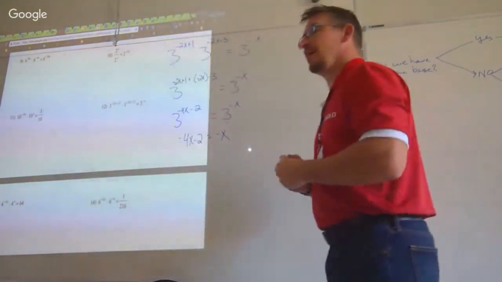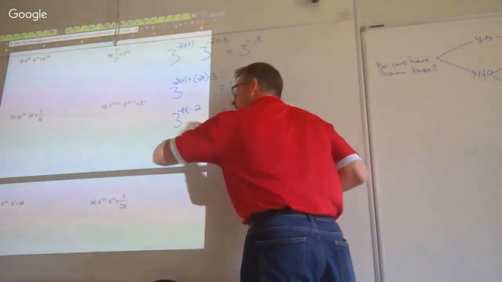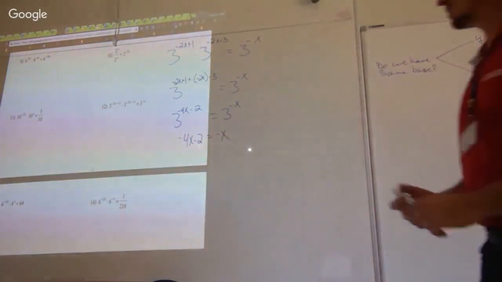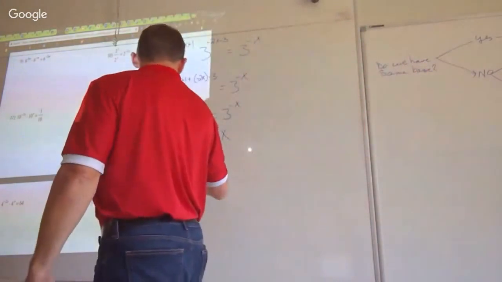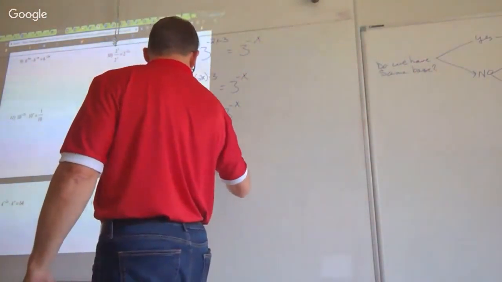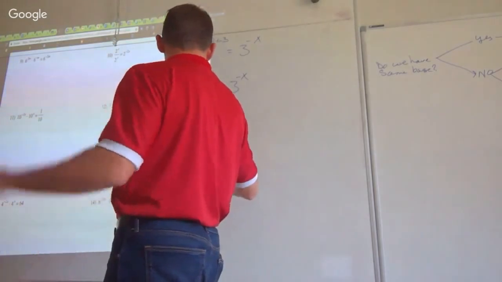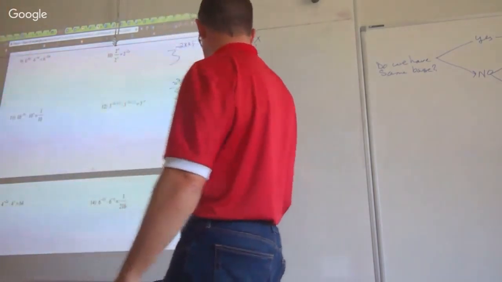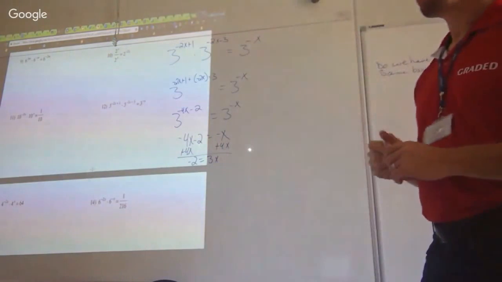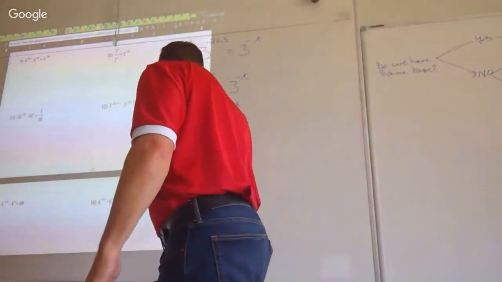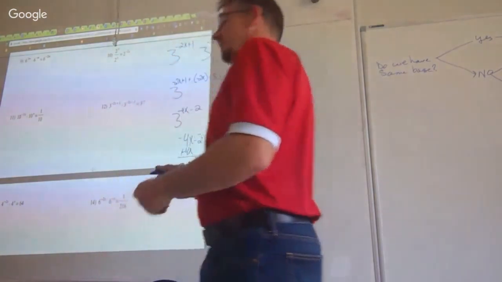And now we solve. The beauty of this is we go all the way back to what we did in the very first part of the year. You want to add 4x to that side? Fine. Add 4x, add 4x. Negative 2 is equal to, careful, 3x, because that's a negative 1. Divide by 3. So negative 2 divided by 3 equals x.